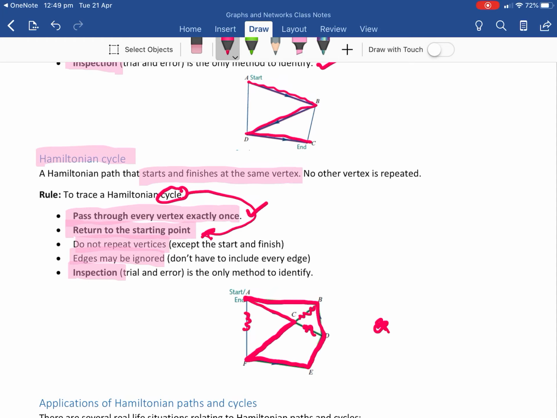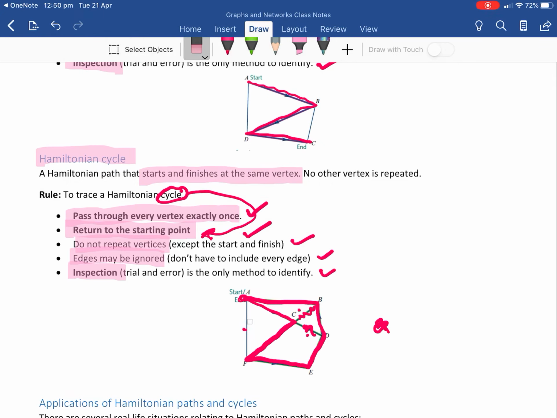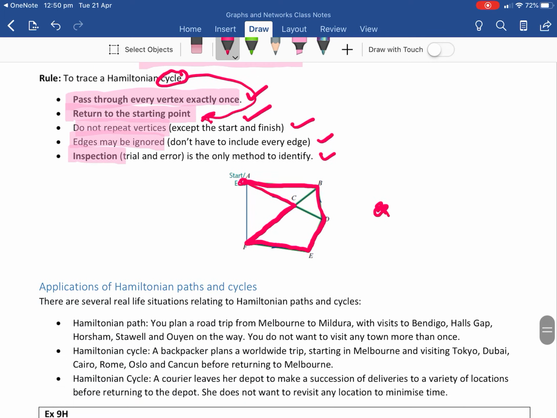So we've passed through every vertex exactly once. We returned to the starting point, which was at A. We didn't repeat any vertices, so that's why these ones should have been left blank, because we would have touched the vertices more than once. We have ignored edges, and we've inspected to tell that that's right. Again, I'm just going to get rid of these lines because they're a bit ugly. Good. Alrighty, so that's about it.